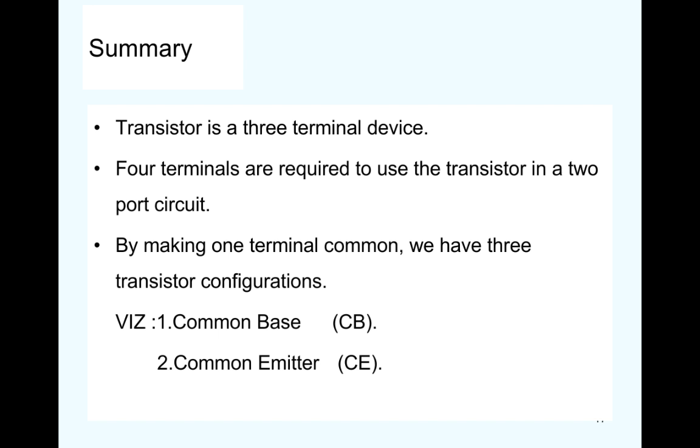To get this 2-port network, this 3-terminal device is changed like this. We make one terminal common to both input and output, then this transistor will act as a two-port circuit. So by making one terminal common, we have three transistor configurations. What are they? Common base, common emitter, common collector. So up to now we understood about different configurations of transistor.